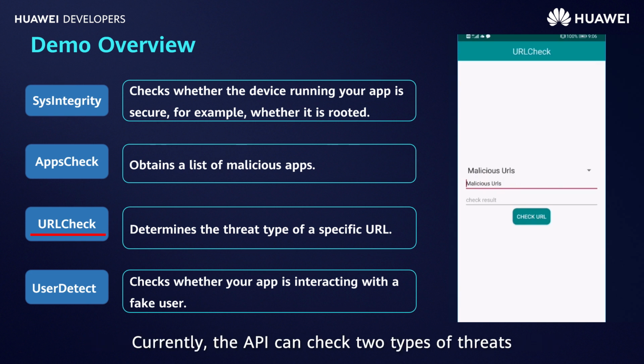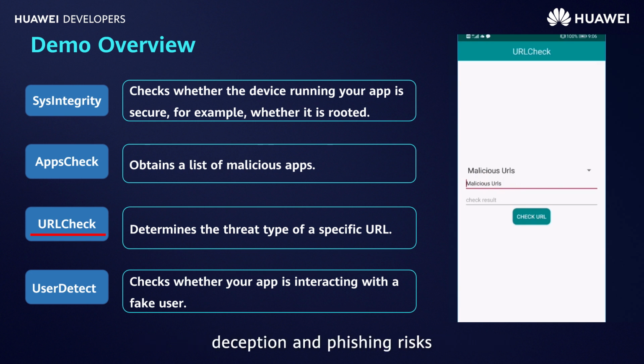Currently, the API can check 2 types of threats. One is whether the URL contains malicious apps. The other is whether the URL contains network deception and phishing risks. The user can determine specific action to perform based on the risk evaluation. In the demo, we will enter some malicious URLs. Let's see the check result.